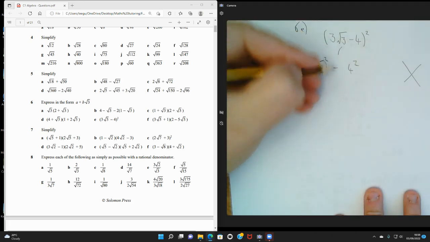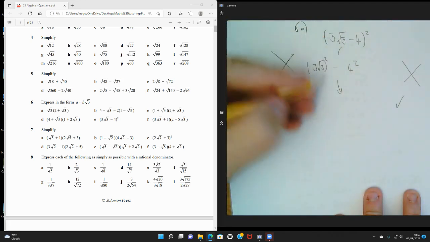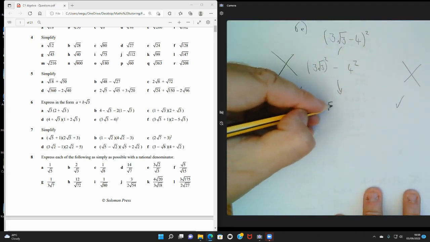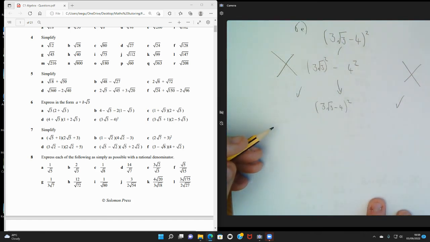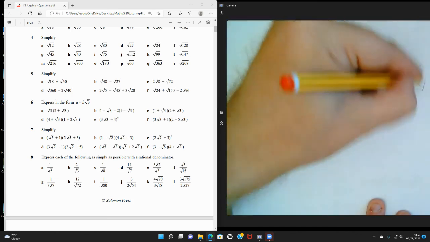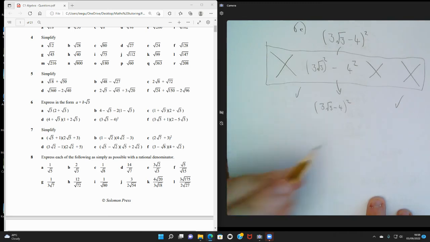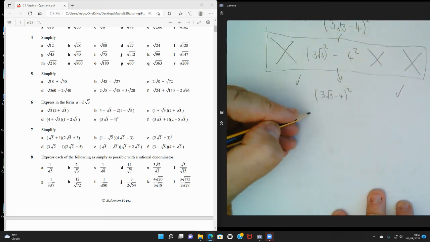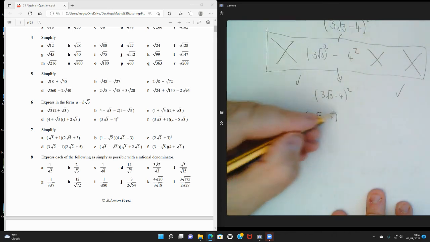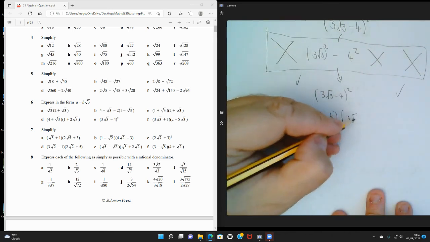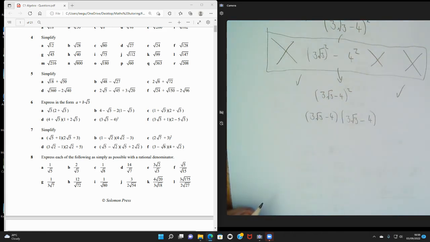What it does in fact mean, if we look at the correct way and show that we're back on track here, when you've got 3 root 3 minus 4 squared, what that actually means is, I'm going to put a big box around that so there's no confusion about the fact that that is wrong. The correct thing is, this means 3 root 3 minus 4 times by 3 root 3 minus 4. Okay, so that's what we need to be expanding.